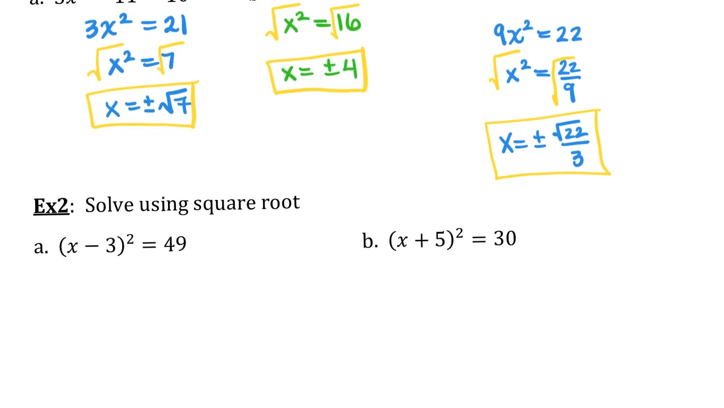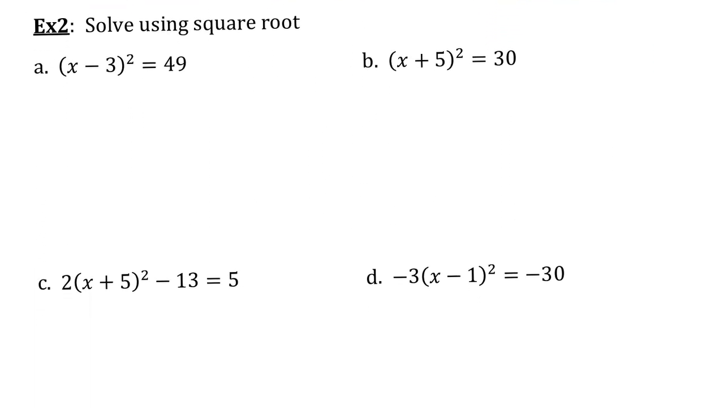Okay, let's try the next example. We're still using square root, but now the squared is applying to a parenthesis. Okay, now you cannot distribute a squared. You would have to use FOIL and distribute the whole thing out. So I can't add the 3 either because it's trapped inside the parentheses. So I need to cancel the squared. To cancel the squared, I square root it. This square root cancels out the squared.